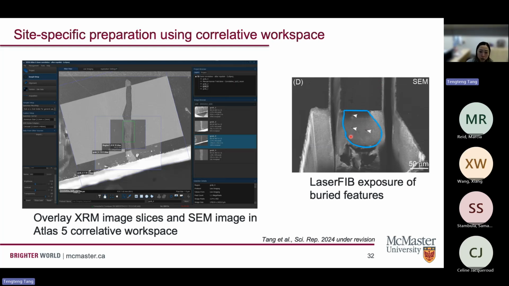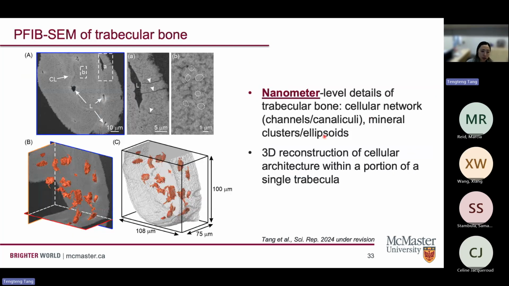And after we use the laser FIB to really quickly remove the excessive material and expose the cross-section, we can also fine polish the sample cross-section. Then we use the plasma FIB-SEM and further examine the structural details and cellular architectures at even smaller length scales, where we can see not only the cell cavities as shown here, but also those nano channels. Those are the channels that connect the cells. We can also observe those mineral clusters. Those are the very ultrastructural features of the bone tissue in this case.